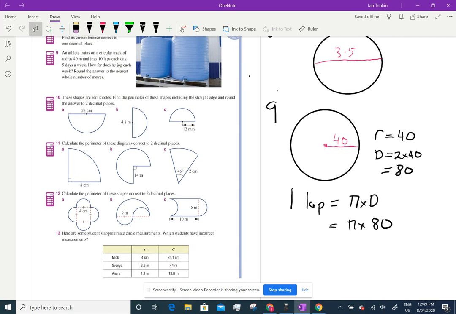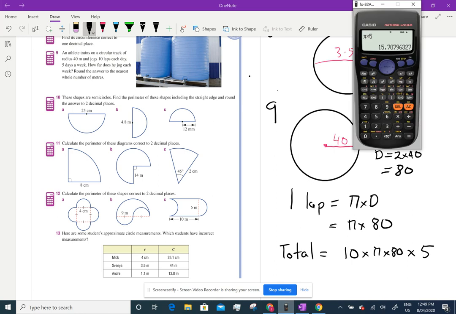But this athlete jogs 10 laps each day. So the total distance, because I'm going to do it all in one go, 10 laps. So 10 times pi times 80. And he does that for 5 days a week. So he times it by 5. And then it's just calculator work. So 10 times pi. Remember, you need to be able to find pi on your calculator, and it's shift and that button, the button below the 3, times 80 times 5.